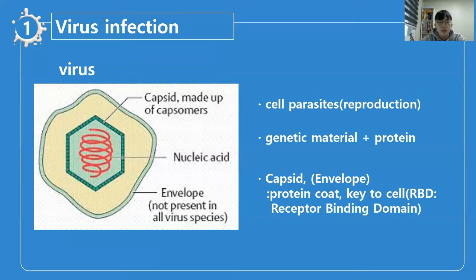And a virus consists of genetic material and protein. Genetic material is located in the center and protein is surrounding it. The protein covering the outermost part of the virus, we call it the capsid. Some sorts of viruses have an envelope outside the capsid. The important thing for this part is that there is a key to the host cell. This key is called the receptor binding domain, or RBD. And as its name implies, the cell locks are called receptors and the RBD is the key.